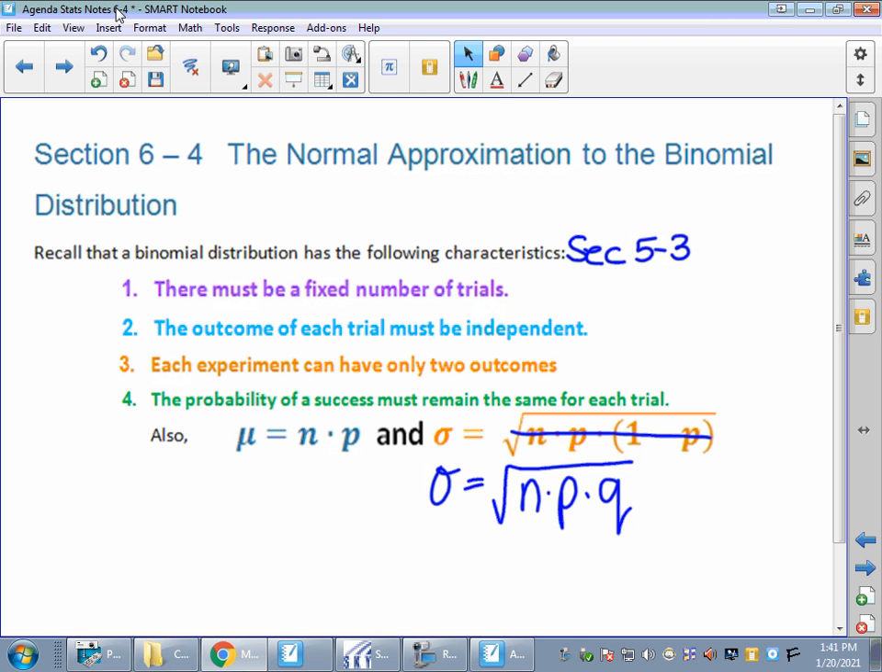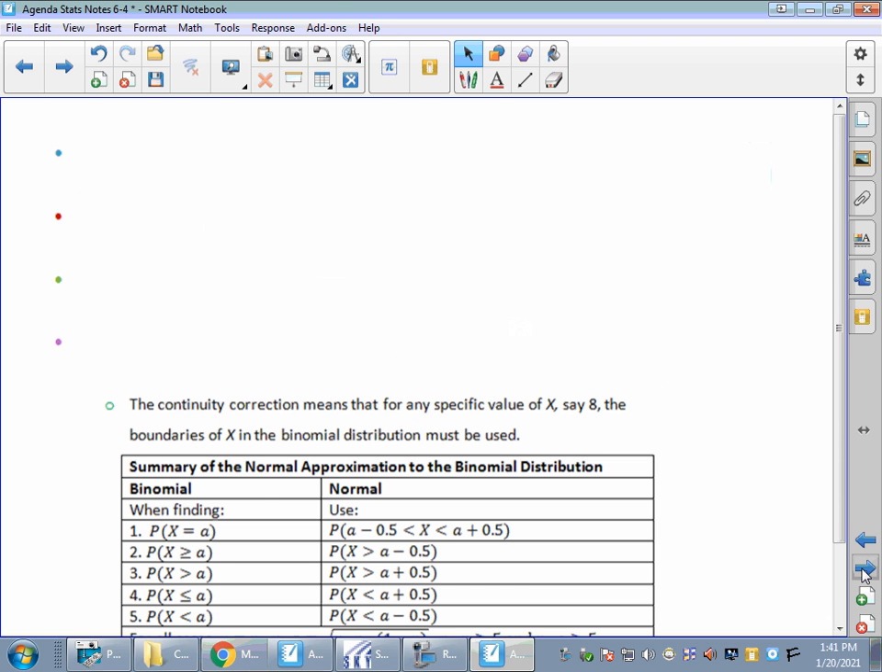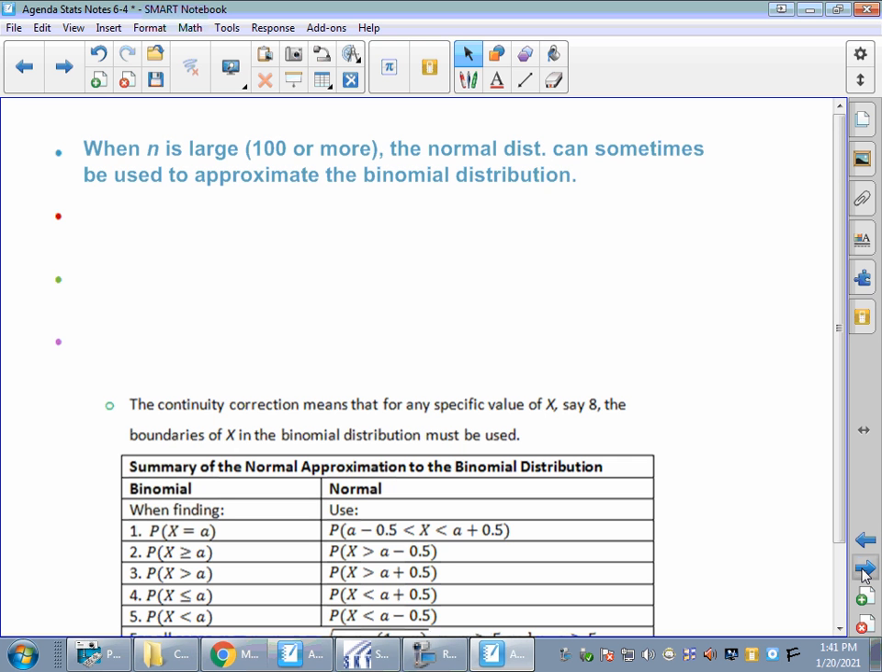So let's talk about a few things. I've got very important things to put up here on the board. The first thing is when your n is really large, like 100 or more, sometimes it is tricky, difficult, tougher to use to find all our data. So we can use a normal distribution to approximate our binomial distribution. Remember, binomial distribution, 2 possible outcomes. So very large sample size.